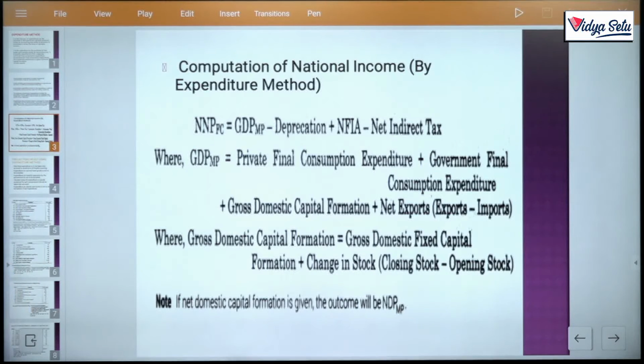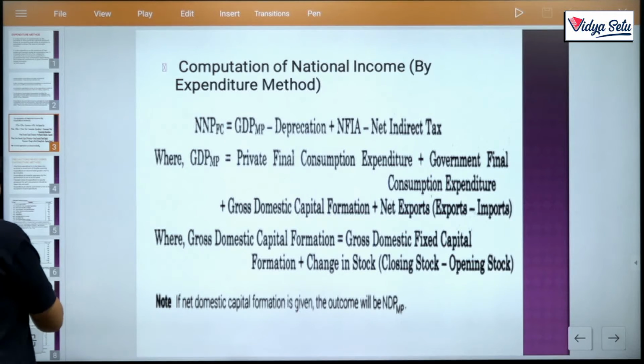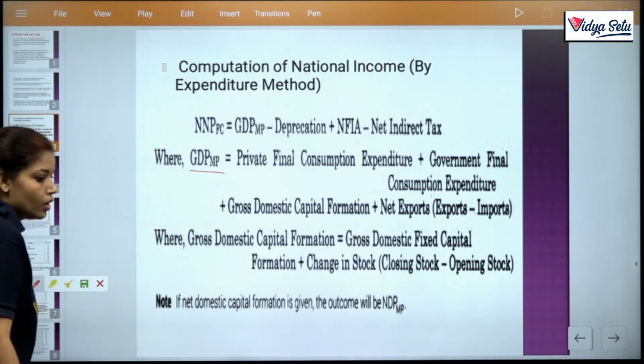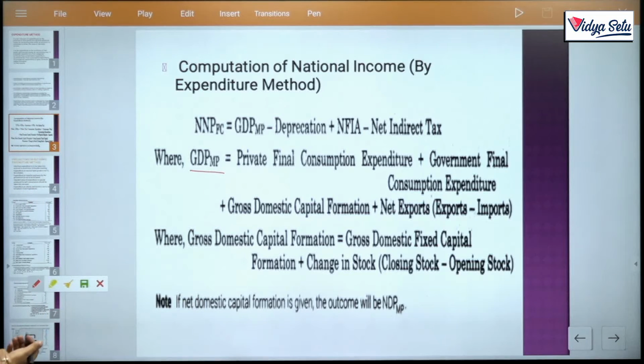Here, computation of national income by the expenditure method. By this method we get GDP MP, that is private final consumption expenditure plus government final consumption expenditure plus gross domestic capital formation plus net exports. Clear?